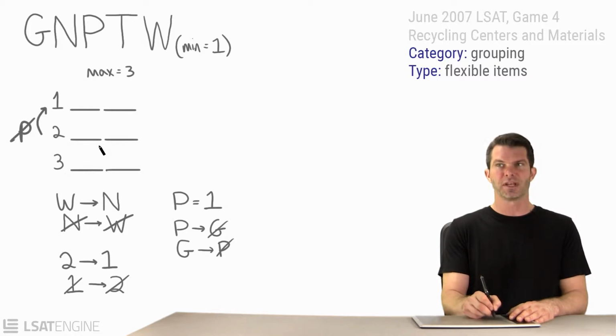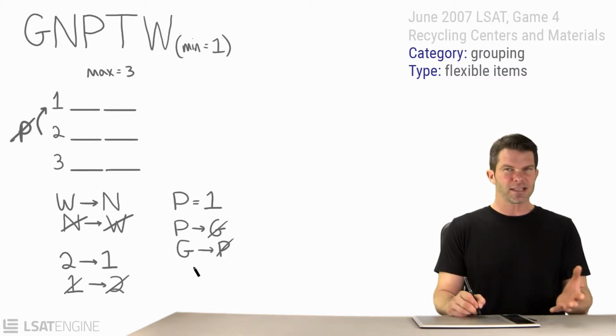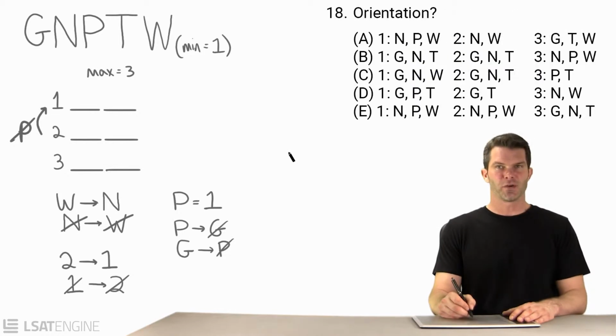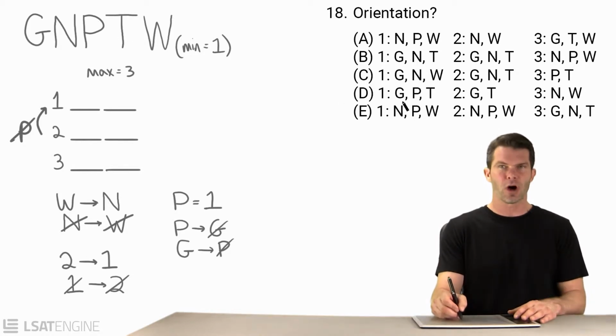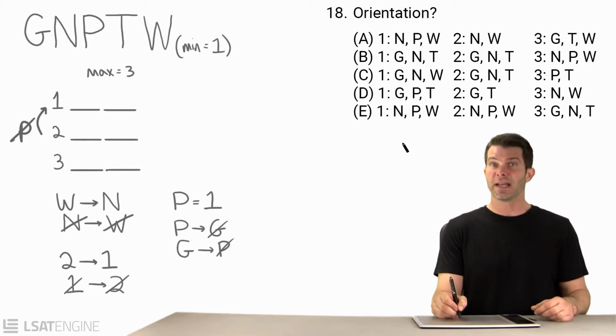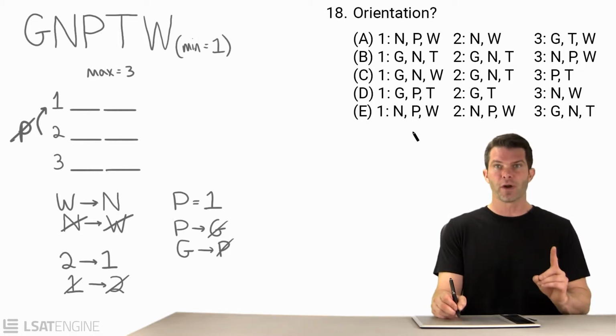That's one deduction that we can definitely make ahead of time, and I think that's about all we can do ahead of time. So I think it's time to tackle the questions. Question 18 is an orientation question. It's just asking us for an acceptable assignment of materials to centers. So we're going to take each rule and run it through all 5 answer choices. We'll eliminate any answer choice that doesn't obey that rule. And when we're done with all the rules, we should have 1 remaining answer choice.